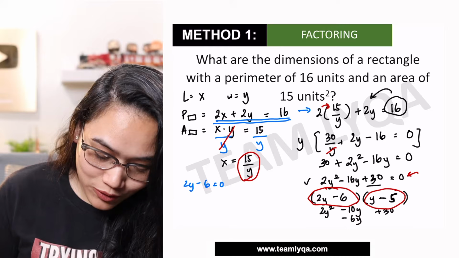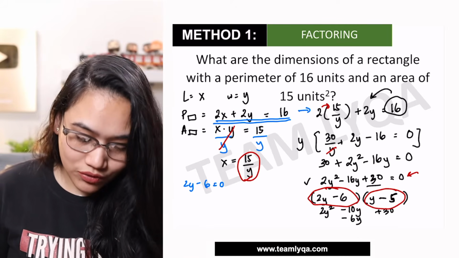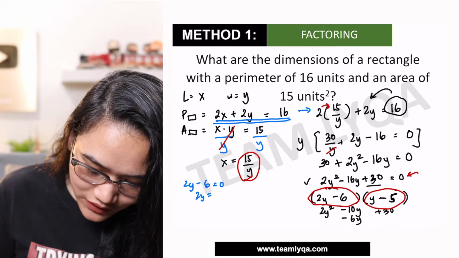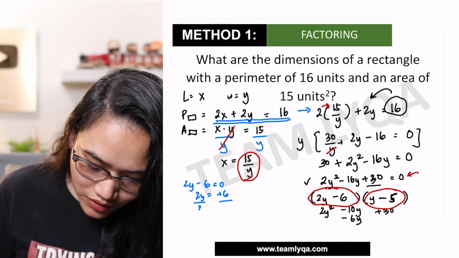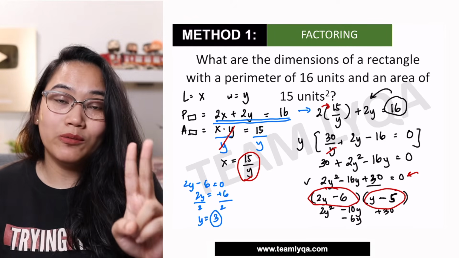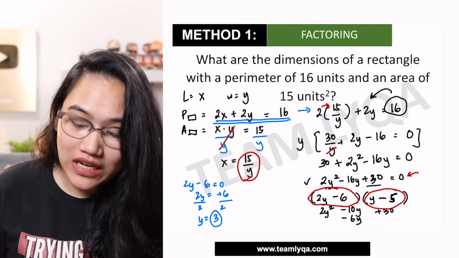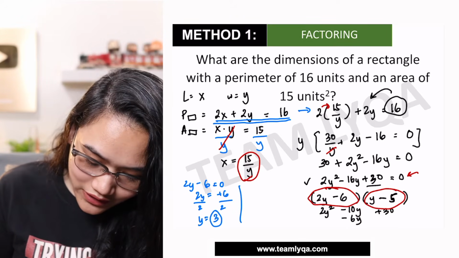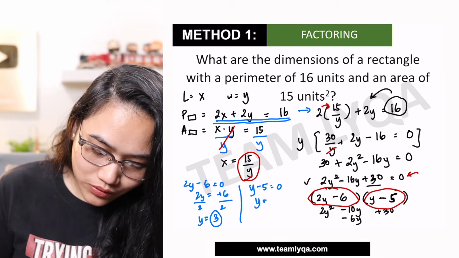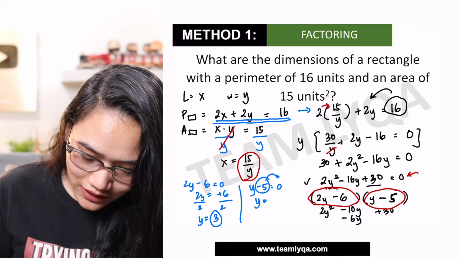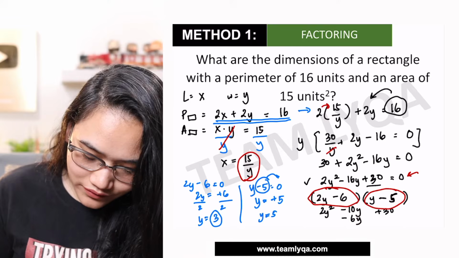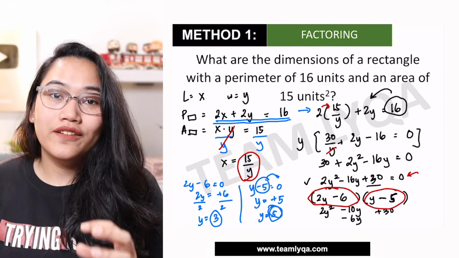Again, we'll just transpose, or just take its equality. So, here you have 2y is equal to positive 6. Divide both sides by 2. Y is equal to 3. So, this is one of the possibilities for the two numbers we'll multiply. So, that is 3. That's one. The other is y minus 5 is equal to 0. So, that means y is equal to, again, when we move it, it changes sign, that would be positive 5. So, the other y is 5. Okay. So, 3 and 5.